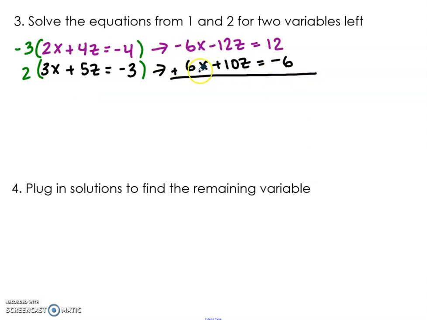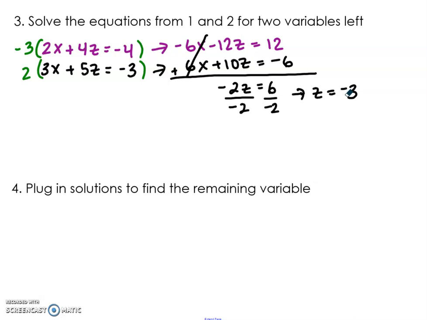So negative 6x and positive 6x, that gets eliminated. Negative 12z plus 10z is going to give us negative 2z. And then 12 minus 6 is going to give us 6. I can divide by negative 2. And I'm going to get that z, that's an arrow there, z is equal to negative 3.